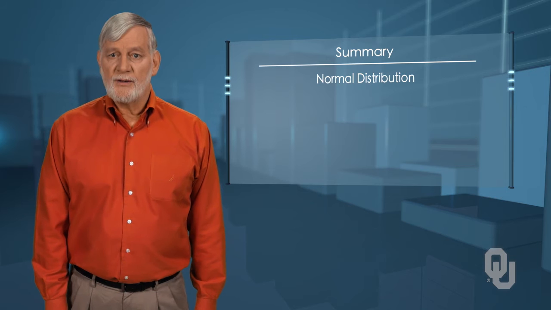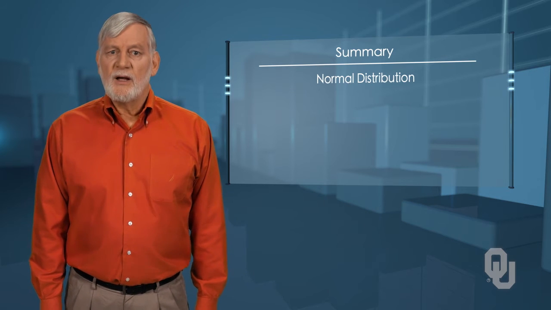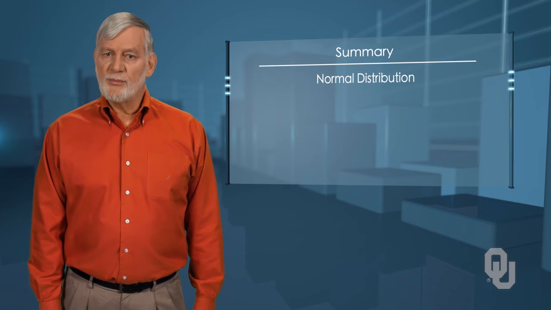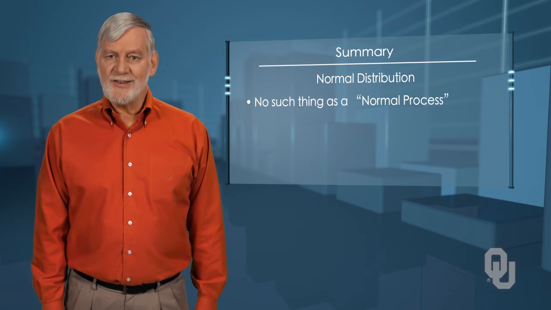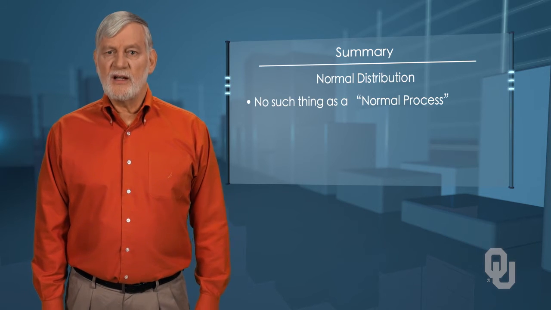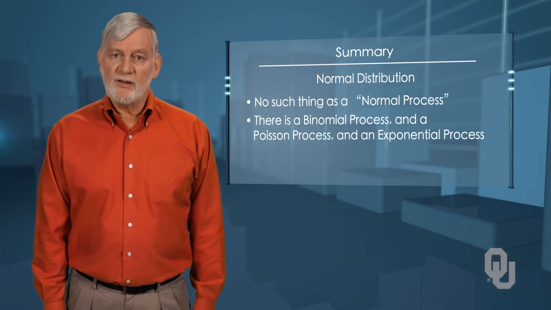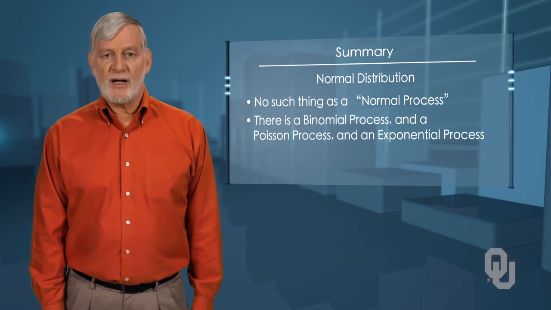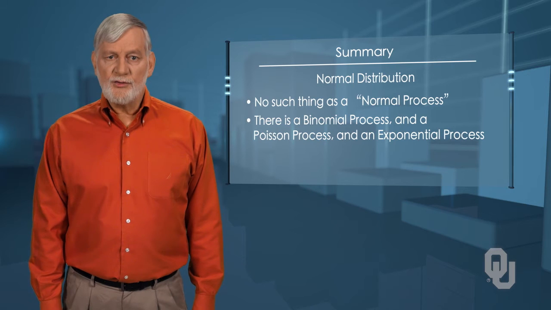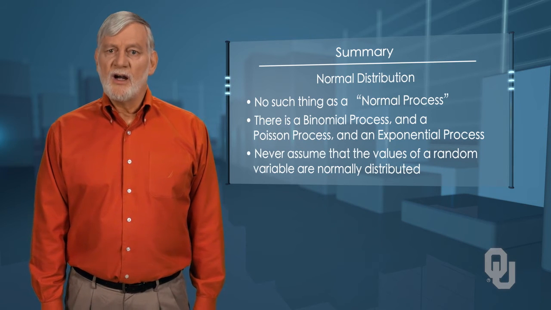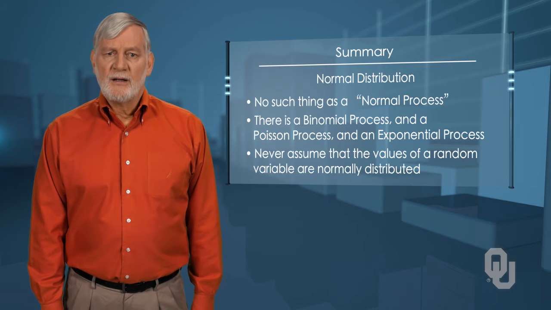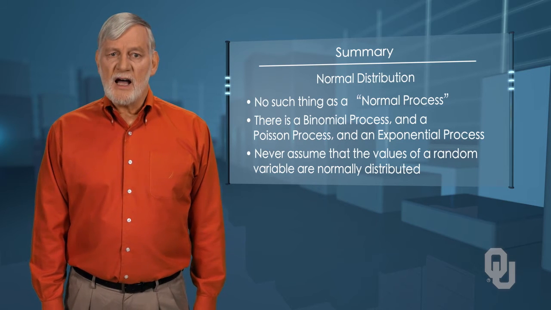It is that important. But let's be careful as to why the normal distribution is so important. Remember that there is no such thing as a normal process, but there is such a thing as a binomial process, and a Poisson process, and an exponential process. One should never assume that the values of a random variable for a particular population are normally distributed. It is certainly more likely that they are not.